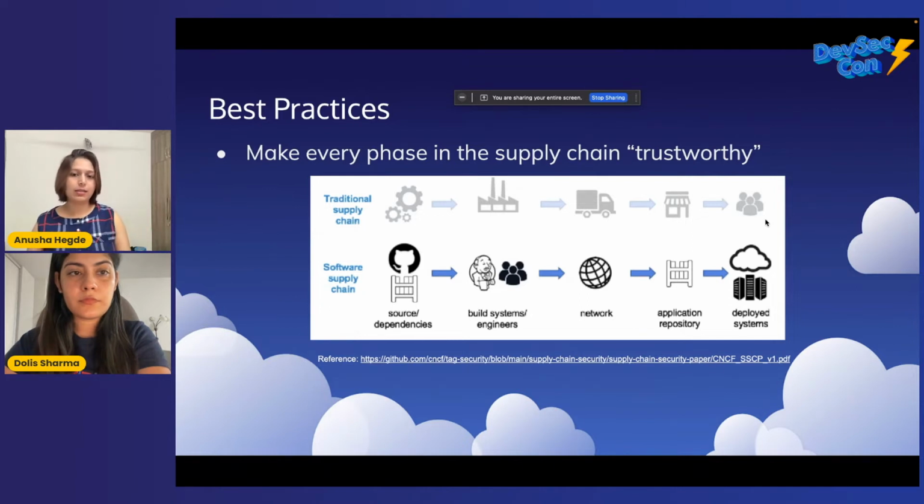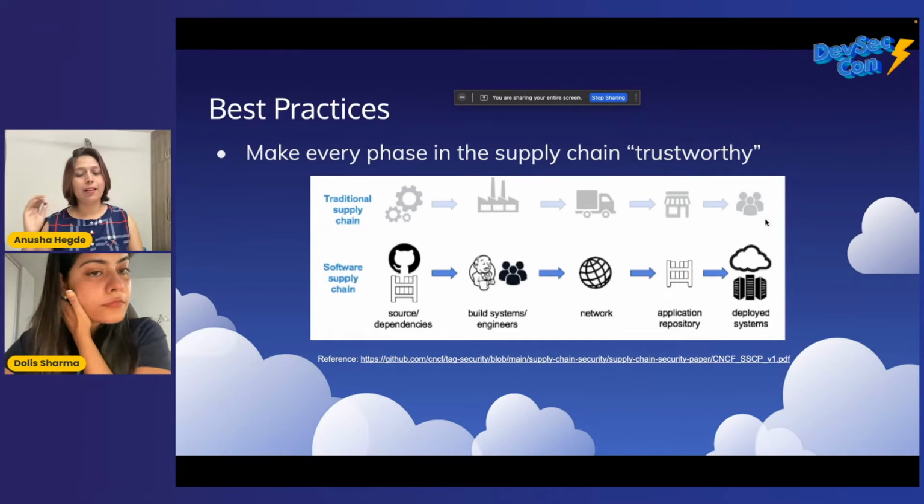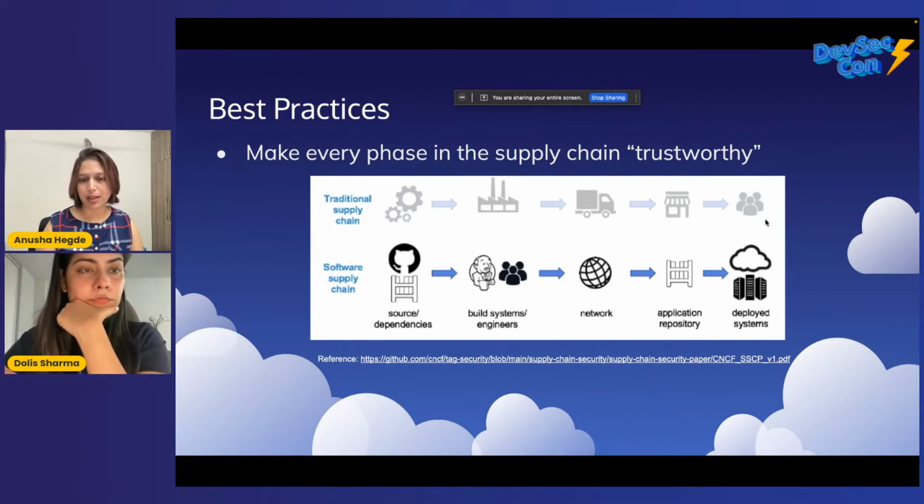So in the recent past, all of the cyber attacks, if they have taught us anything, is that security should not be an afterthought. Security should be included right from your design phase to your writing the code to build systems, and finally while deploying. So it has to be part of each and every phase in this supply chain.